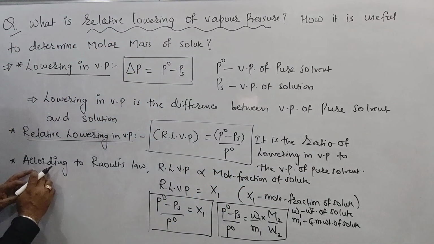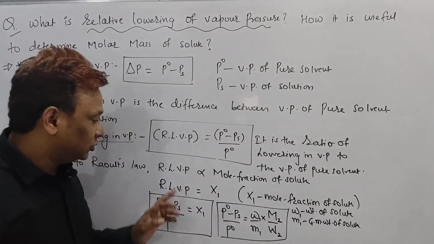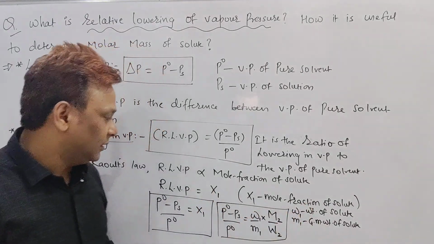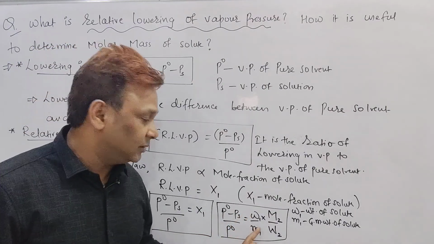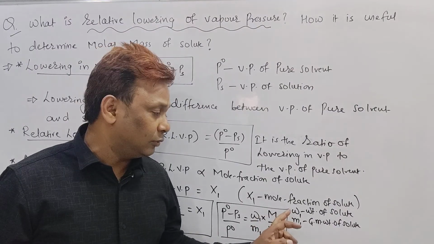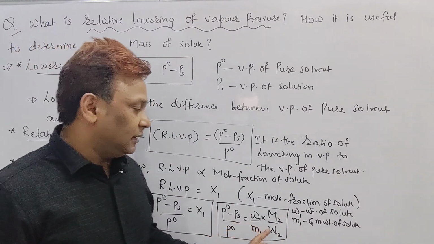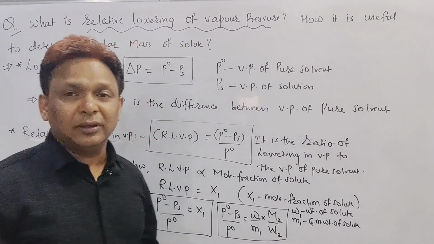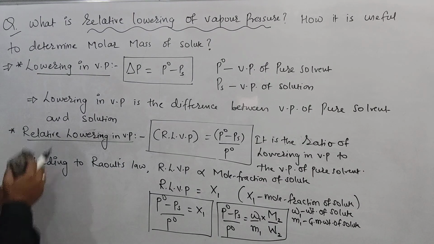Third point, beta: according to Raoult's law, this RLVP is directly proportional to the mole fraction of solute. So RLVP equals X1, and X1 is called the mole fraction of the solute. But the mole fraction of solute X1 can be written as small w1 by small m1 into capital M2 by capital W2. Here W1 is the weight of solute, small m1 is the gram molecular weight of solute. Same way, W2 is the weight of solvent and M2 is the molecular weight of the solvent. Right beta, up to here? I'll continue on the other side. Over. Very good. Now I will continue here.